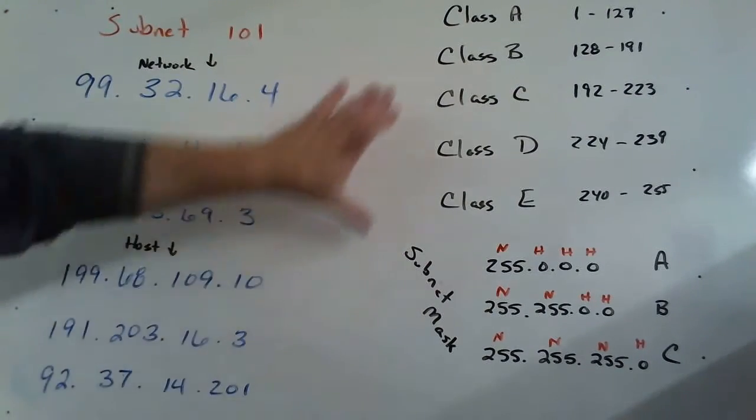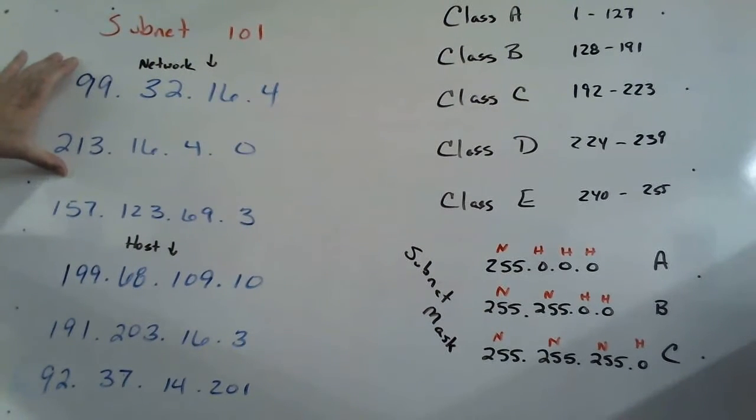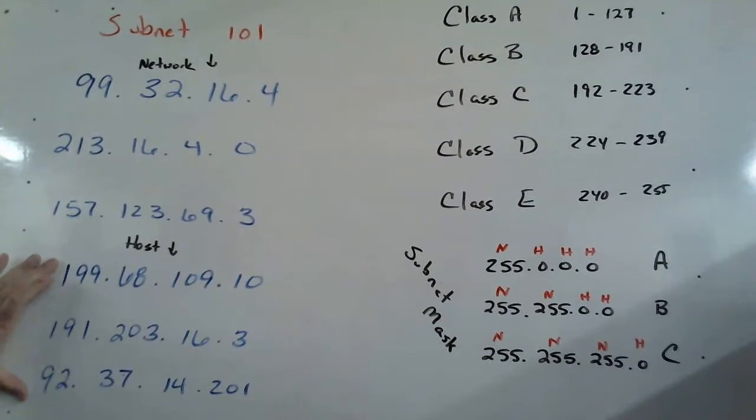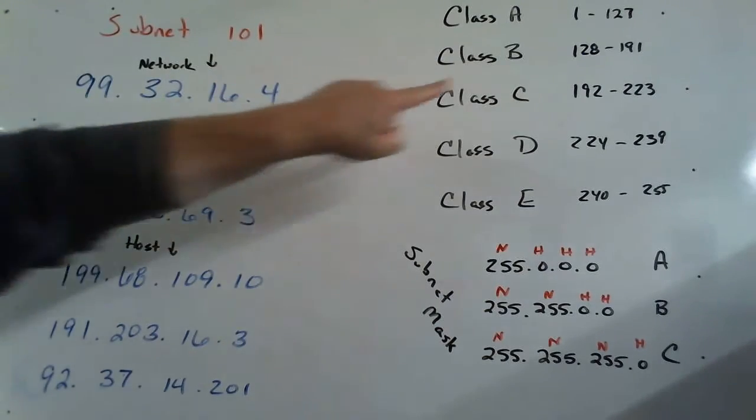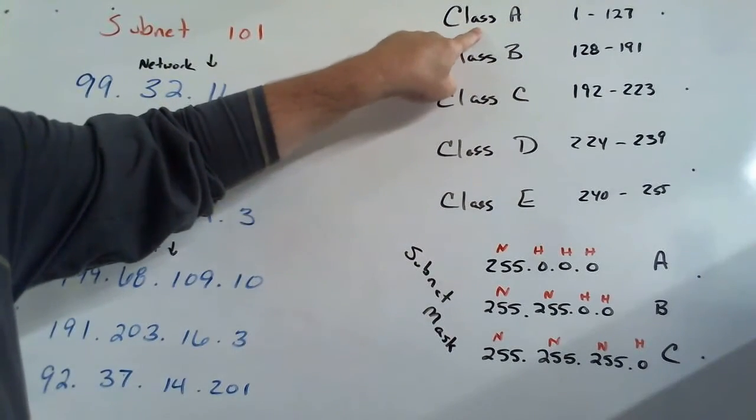So now we're going to apply this information and circle the numbers that are either the network portion up here or the host portion down here. So we're going to start here with the network. We're going to look at that very first number as we've always done in the past. It happens to be 99. My question is, what class is that? Well, 99 falls between 1 and 127, which means it's a class A.